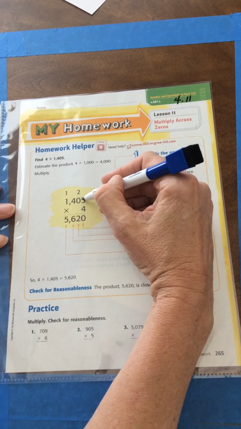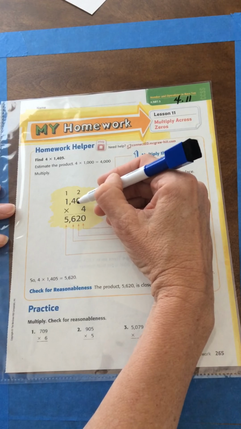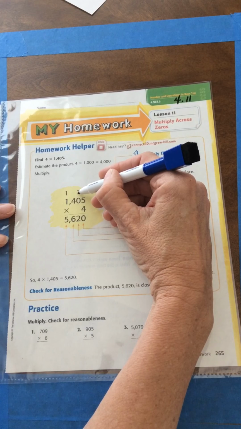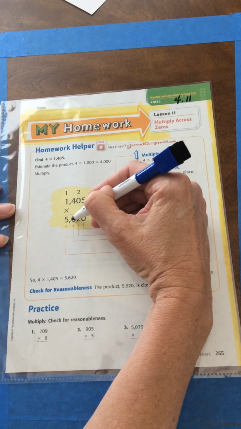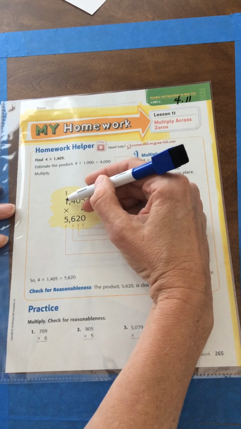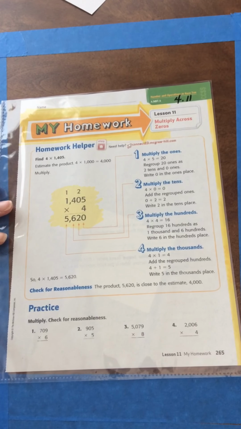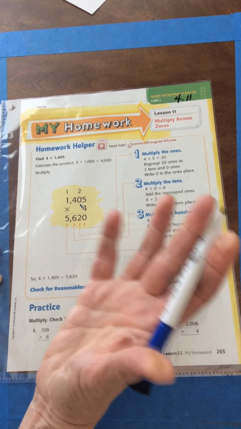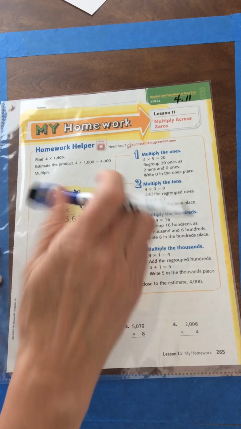4 times 5 is 20. They carried the 2, put the 0 down. What is 4 times 0? It's 0, but we still have to add the 2 that we carried, so that's 2. Then 4 times 4 is 16, carry the 1, and 4 times 1 is 4, 1 more is 5. So we have 5,620. So treat it like any other digit. 4 times 0 is 0, but we still had to carry, and that means we add that number, okay?